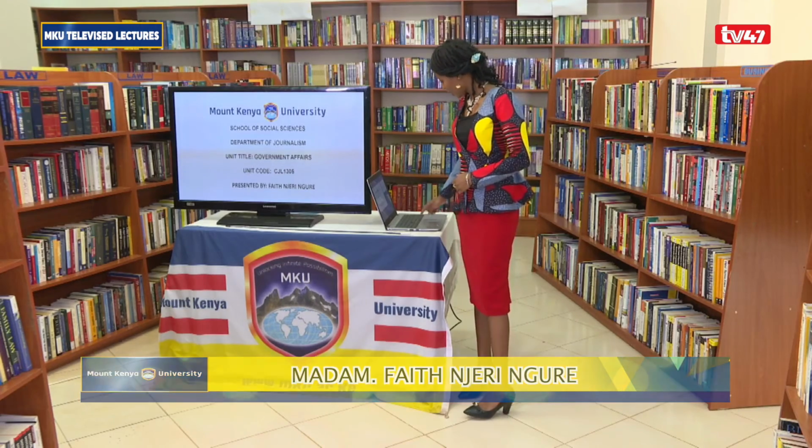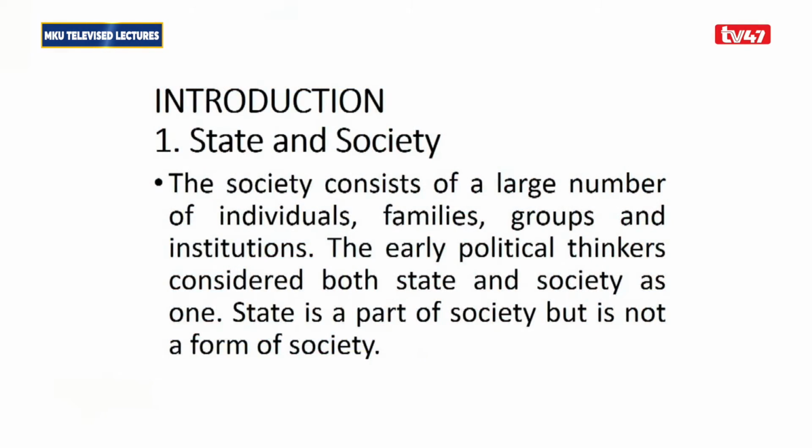In our lecture, we'll do the introduction. We'll try to understand what is a state and what is a society. We also look at the government and different arms of the government and the components of the state as well as the society, and try to look at some of the differences that are there. But to begin with, we'll do the introduction, and in our introduction we'll try to look at what is a society and what is a state.